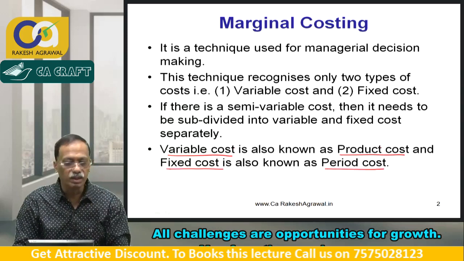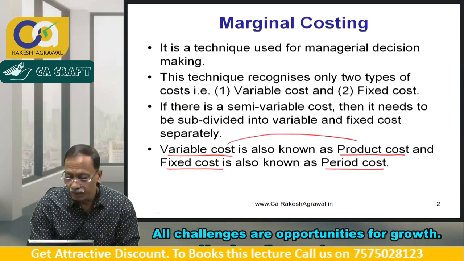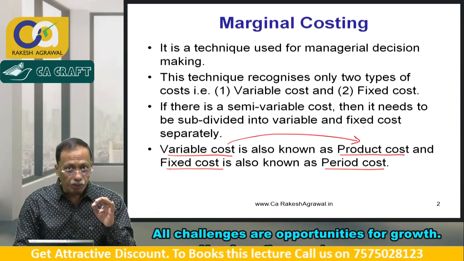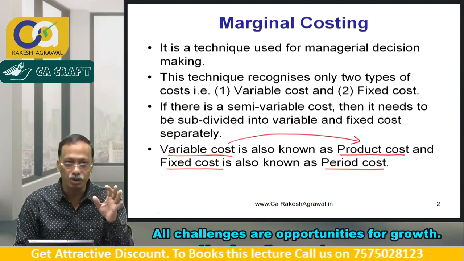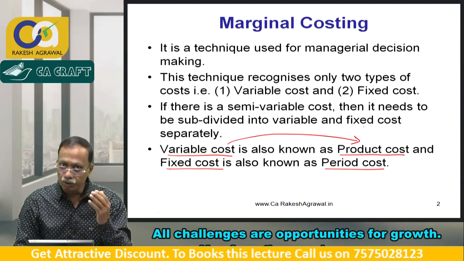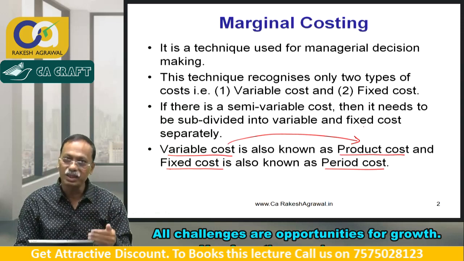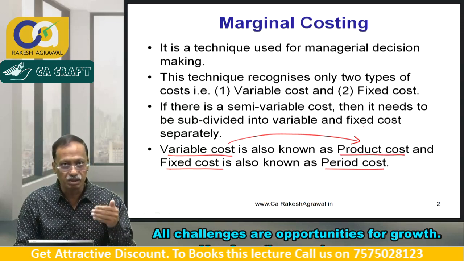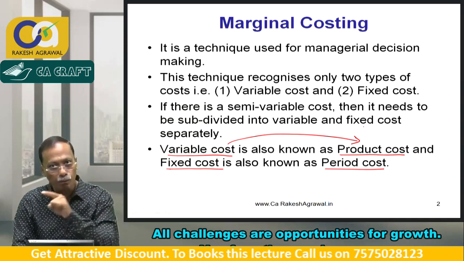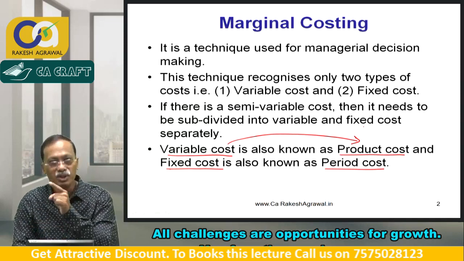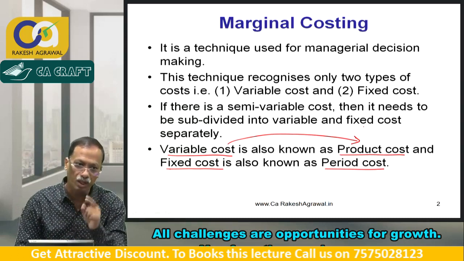Now, let us spend some time because this is very, very important. Variable cost is known as product cost because it varies along with product. It means number of units produced. If you produce more, cost is more. If you produce less, the cost is less. Such type of behavior is called behavior of variable cost. As the cost is dependent on production or number of units produced, variable cost is also known as product cost.